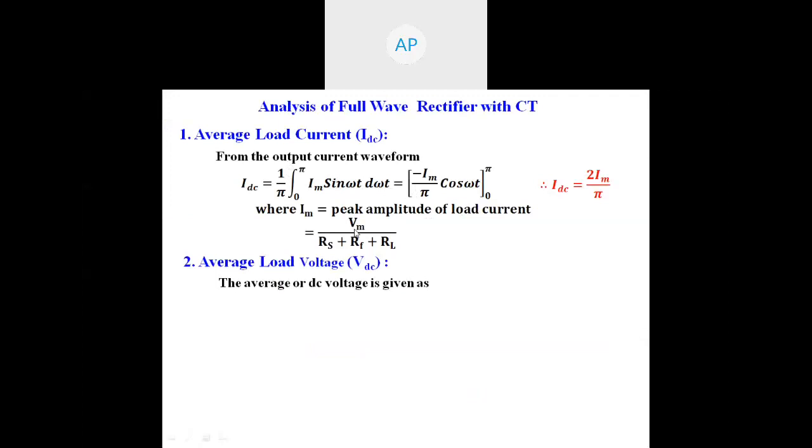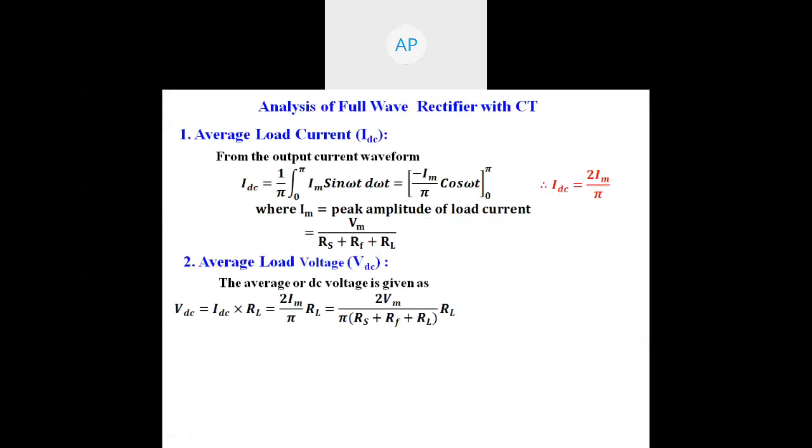What is Im? Im is given as the peak of the transformer secondary voltage divided by the resistance offered by that loop. What is that loop? The loop is considered as the transformer secondary, diode, and the load. The transformer secondary offers its resistance, the diode also offers resistance since it is in forward bias, and the load is already connected.